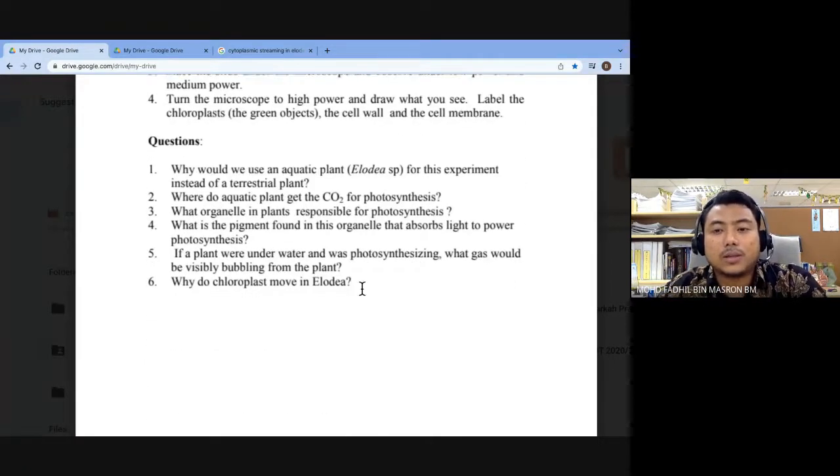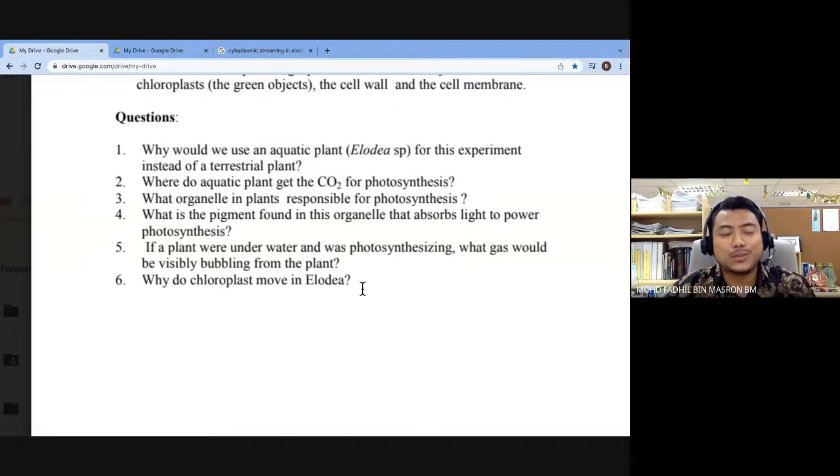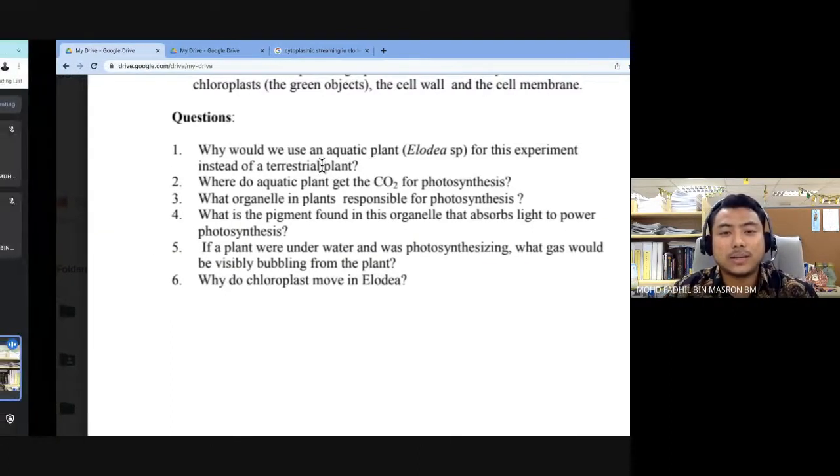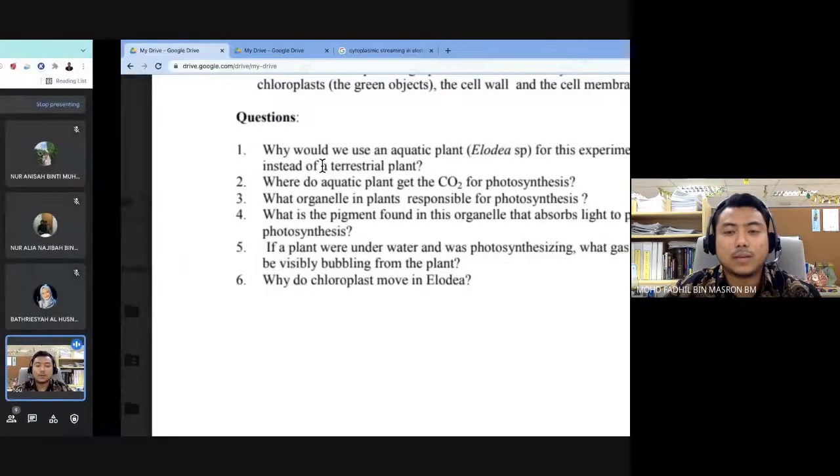Question number 1. Why would we use an aquatic plant, Elodea sp., for this experiment instead of a terrestrial plant? Anyone would like to try to answer? Just throw me your answer. Throw me your idea. Kenapa kita nak gunakan aquatic plant bukannya tumbuhan yang dekat darat?